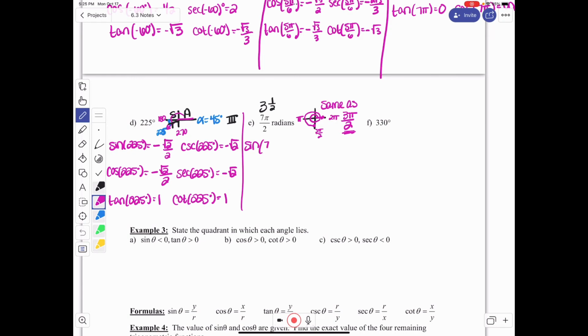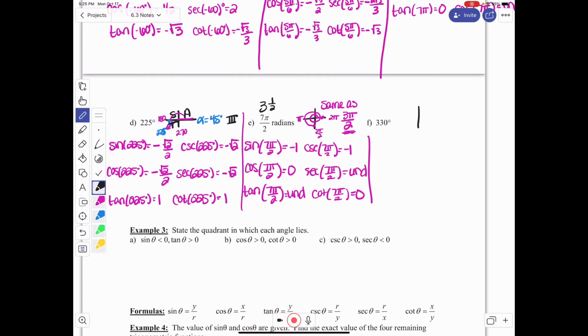So our sine of 7 pi over 2 is going to be -1. Cosine of 7 pi over 2 is going to be 0. Again, I'm just looking up 3 pi over 2. That's what I'm looking up on the chart. Tangent of 7 pi over 2 is going to be undefined. Cosecant of 7 pi over 2 is going to be -1. Secant of 7 pi over 2 is going to be undefined. And cotangent of 7 pi over 2 is going to be 0.